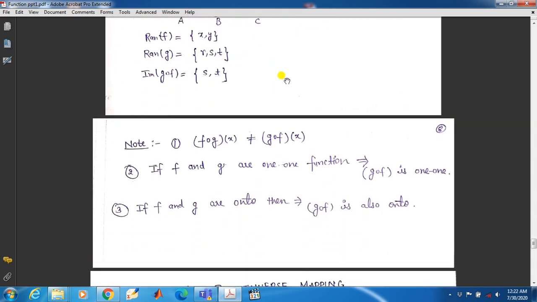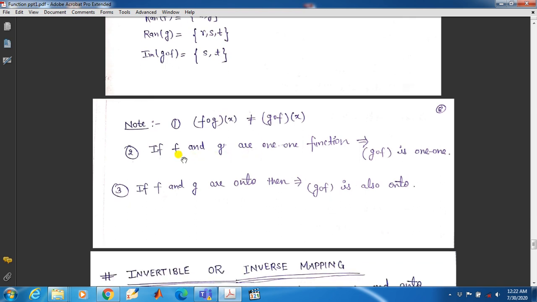So these are the remarks you need to remember. The first one is that f of g is not equal to g of f. They are not commutative. Both the values are different. If f and g are 1-1 functions, then g of f is 1-1, and if f and g are onto functions, then g of f is also onto. So based on the type of the function, the resultant or the product function is determined.